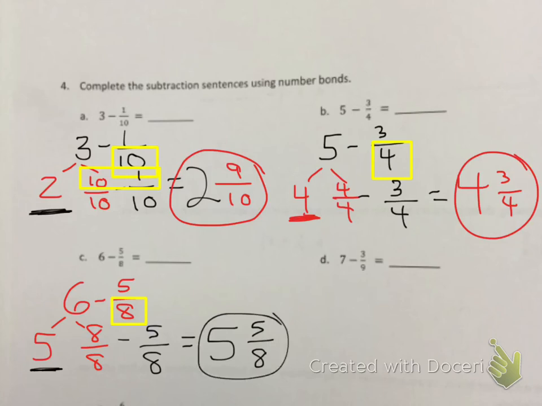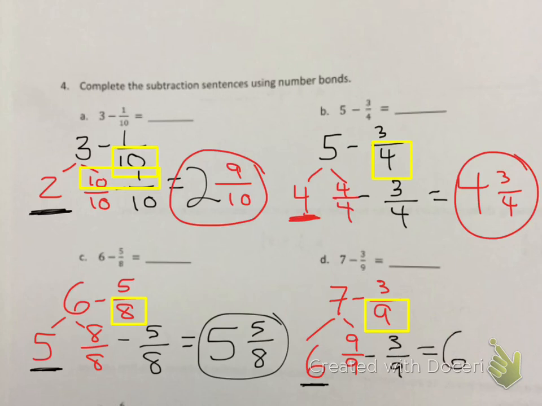Okay? All right, last one. We have 7 whole and 3/9. We have to decompose the 7 whole. We're taking a whole out. It's going to be 6 whole. I know that the denominator is 9. So it's going to be 9/9. Now I can subtract 3/9 from 9/9. Don't forget your whole. So we got 6 whole here. And 6/9. Okay, that is the end of this video.